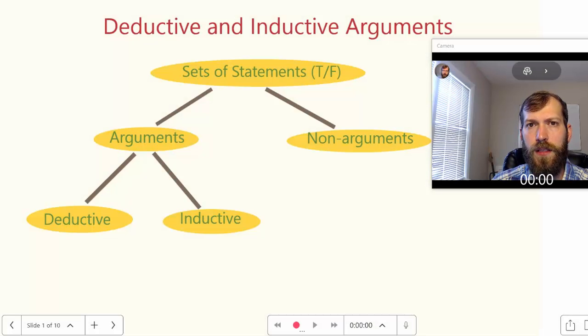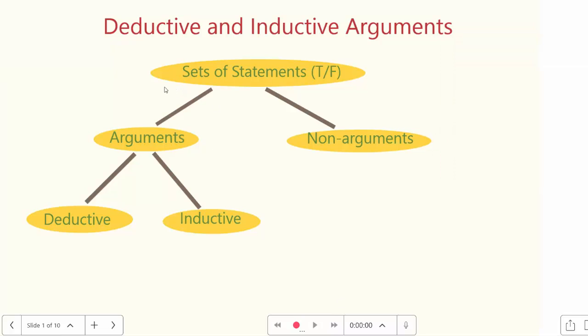Hi, so in this video we are going to discuss the differences between deductive arguments and inductive arguments. The chart that I have here in front of us is just a way of orienting what we've done and getting a sense of where we're going.